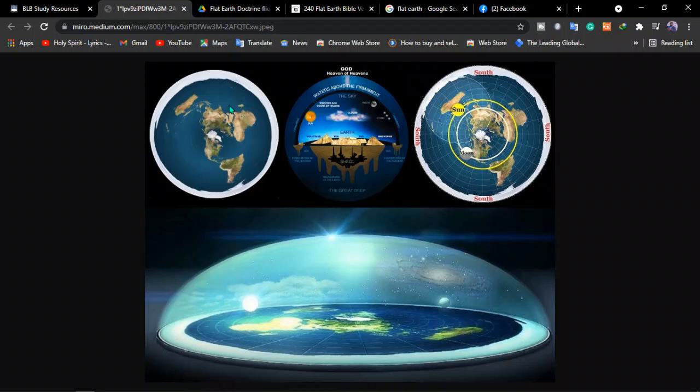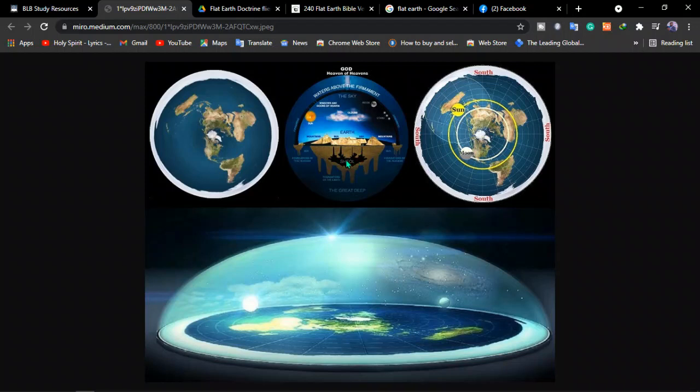Now, if you look at the earth from the top, it looks something like this, okay? You can see Antarctica all through like this, and then you can see the continents here, and then you can see the oceans. And when we talk about below the earth, it looks like this. Hell is below the earth.